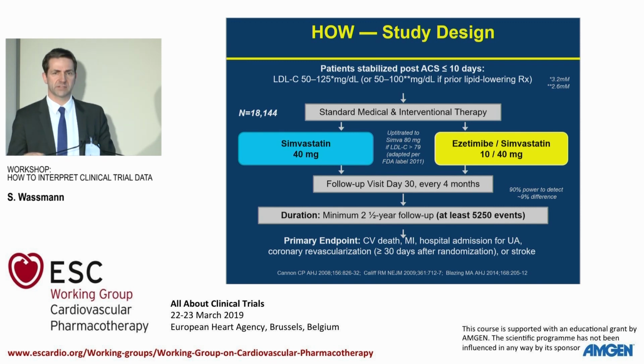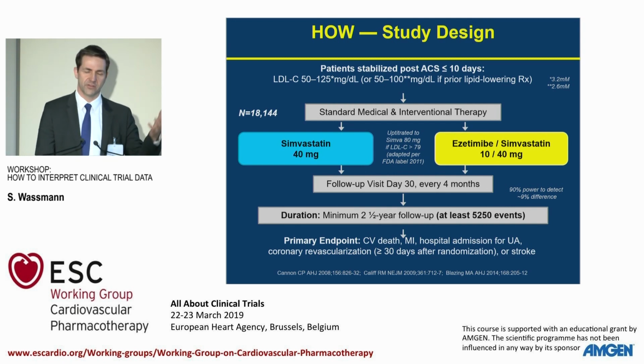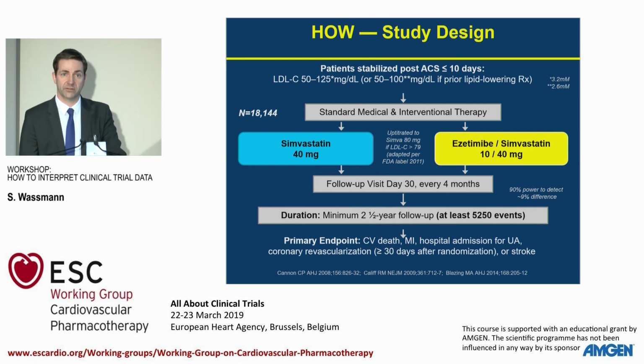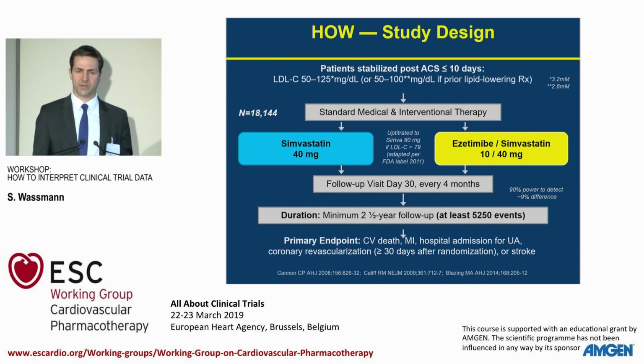The trial was an event-driven trial, so they were looking for 5,250 events, and it was scheduled, so to say, for 2.5 years. You may be aware that this trial went on for almost 7 years, because there was a lower than expected event rate. The primary endpoint is an ischemic endpoint: CV death, MI, stroke, that would be MACE. Then you have hospital admission for unstable angina and coronary revascularization. So that's the primary endpoint.